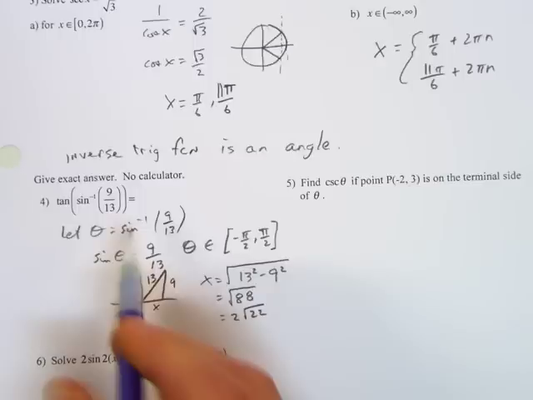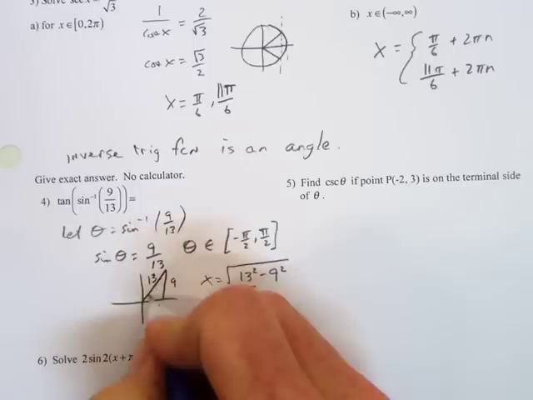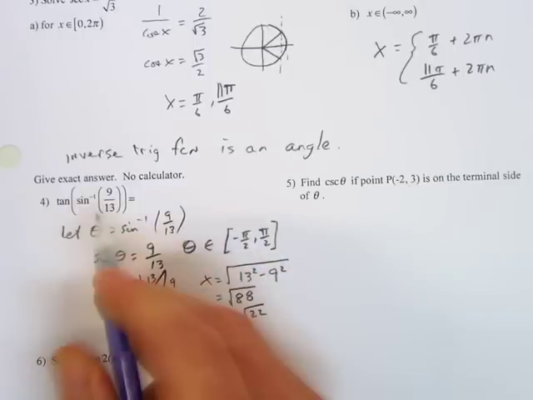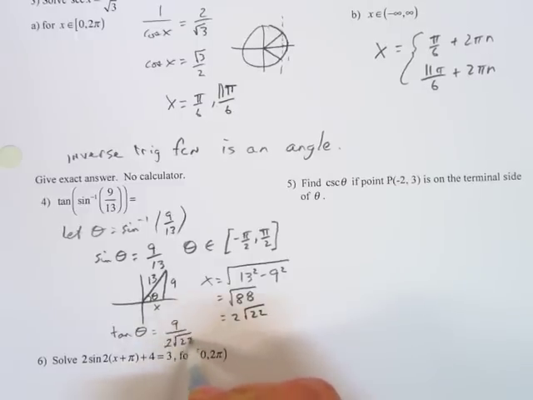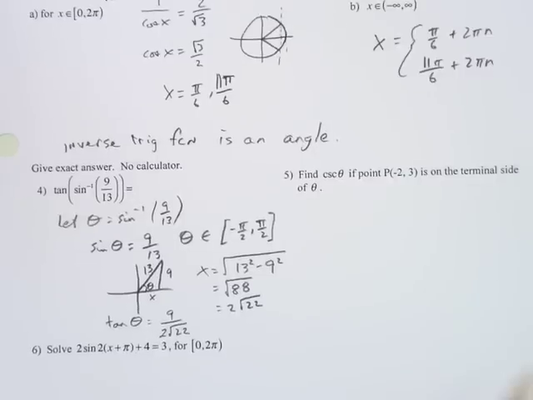So now what we're trying to do, here's theta. We want to find the tangent of theta. And that's going to give us 9 over 2 root 22. And again, we don't have to rationalize that.